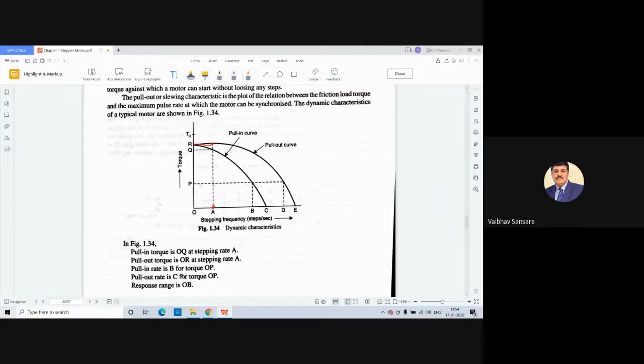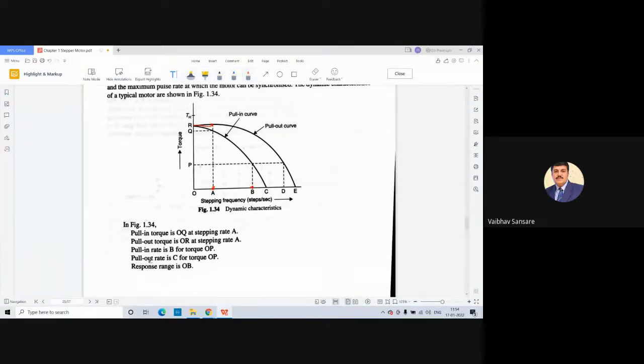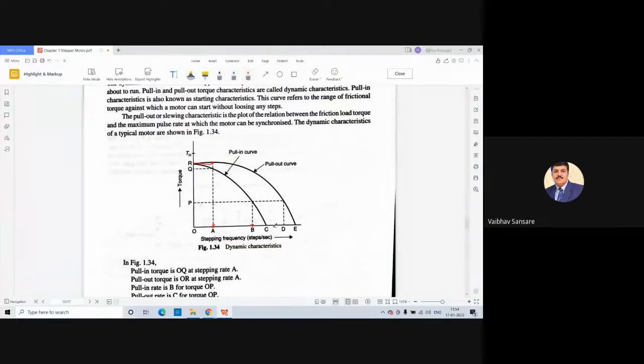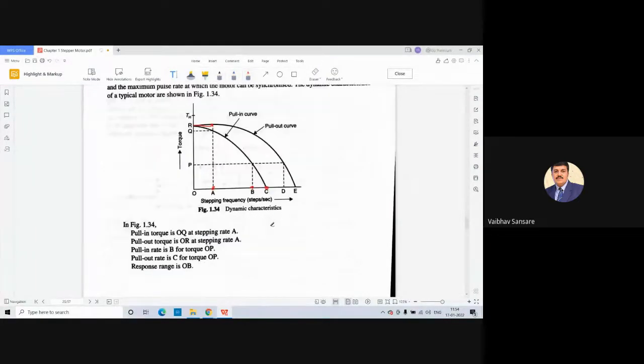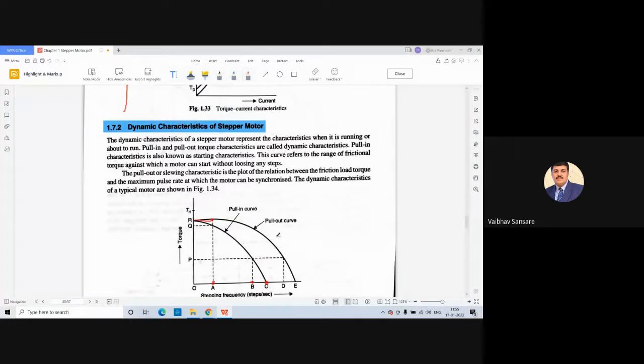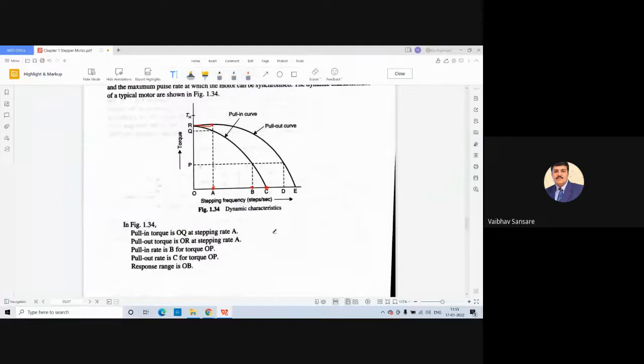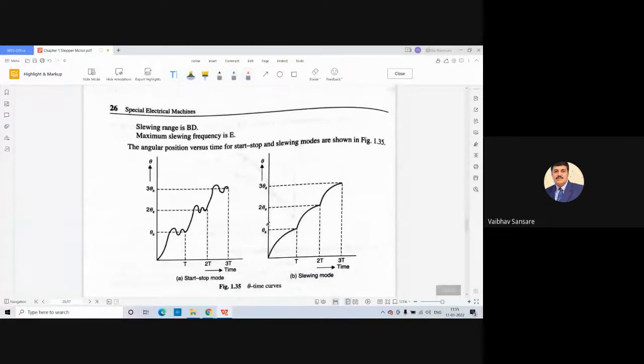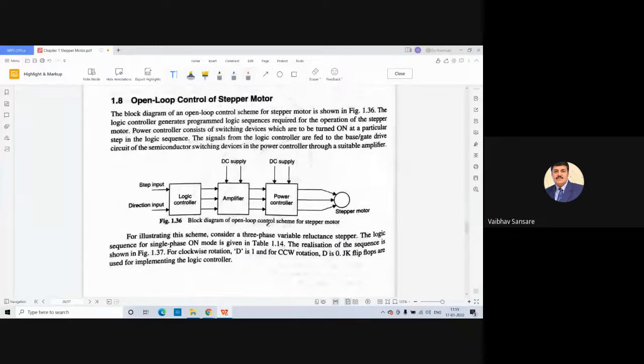Pull-in rate is B for torque OP. So at B, the torque is OP, which is the pull-in torque, and for the corresponding pull-in torque of OP, the stepping rate is OB. Then the pull-out rate is C for torque OP. And the response range is OB. So OB is the response range for the stepper motor for the given dynamic characteristics. So this is about the static and dynamic characteristics of a stepper motor.